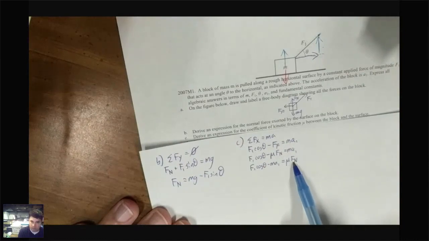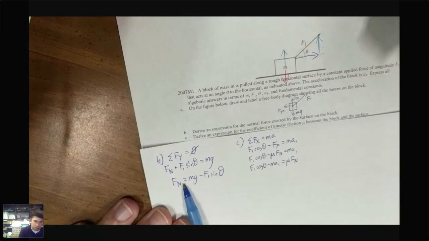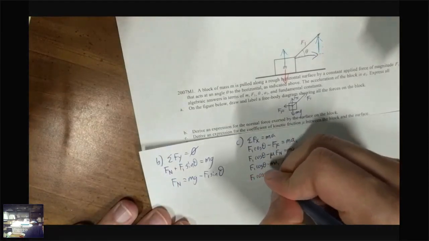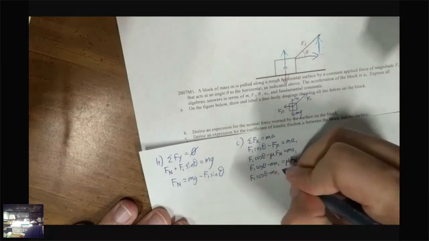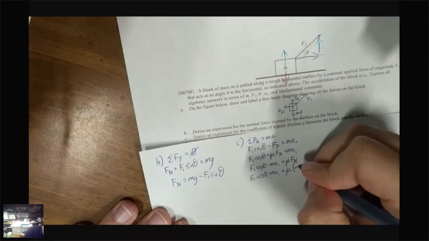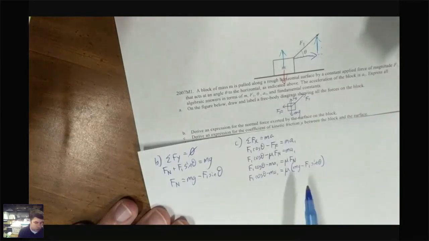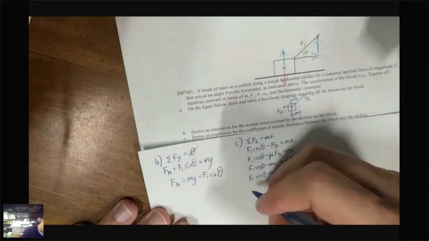I'm not allowed Fn yet. This is the one thing that is not allowed in my thing. So I'm going to plug in all the stuff we have over here. So F1 cos theta minus ma1 equals mu times mg minus F1 sine theta. And now it's just a matter of dividing all the stuff over the other side, and we'll get our final answer here.